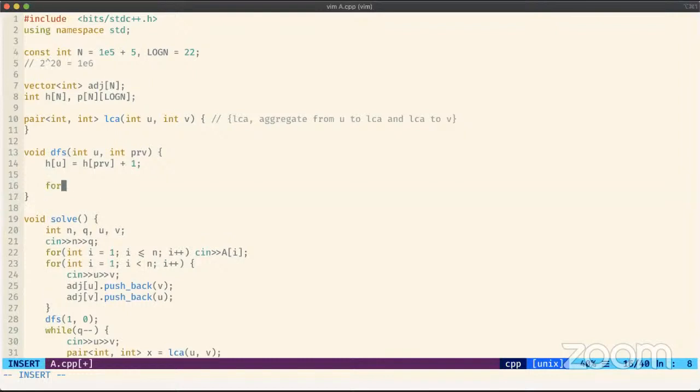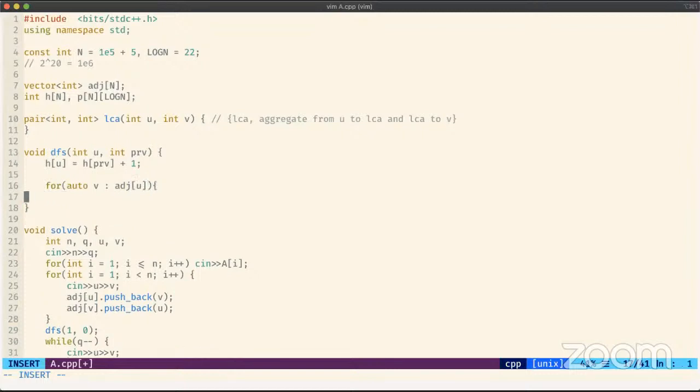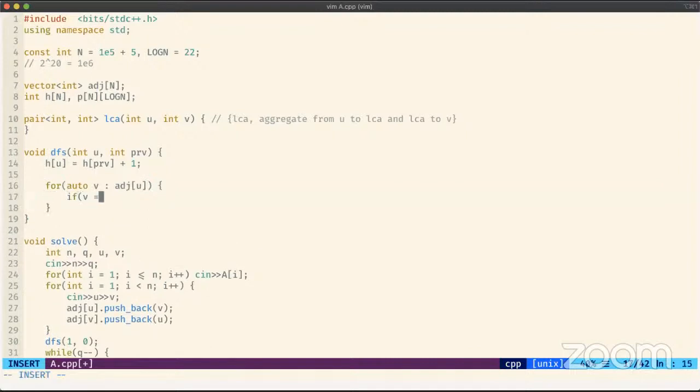And now what we'll do is a loop on the adjacency list of u in the DFS. I'm assuming everyone is familiar with the basic DFS. I'm just writing a standard DFS. If v is equal to prev, we continue because we have bidirected edges. It can be the case that we are at a node and we just saw the parent.